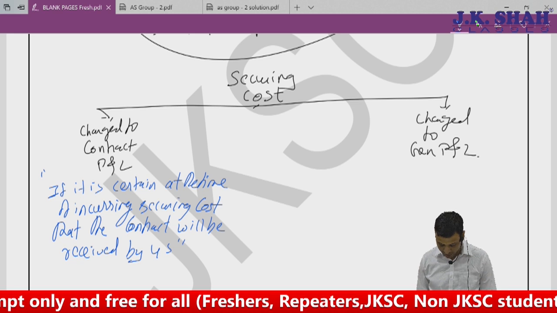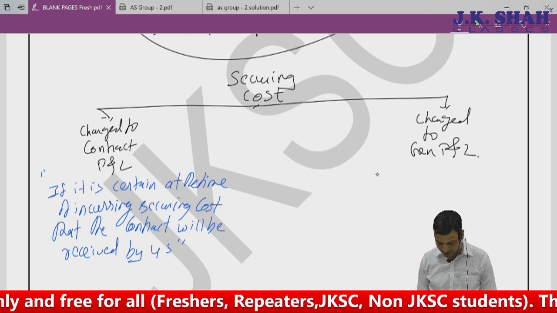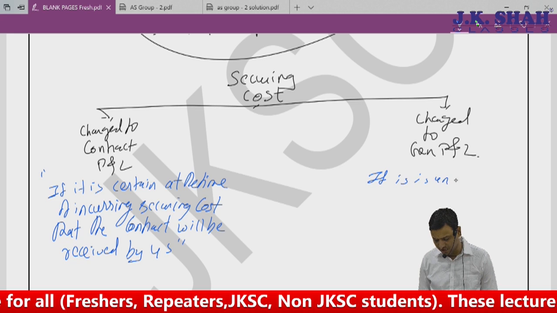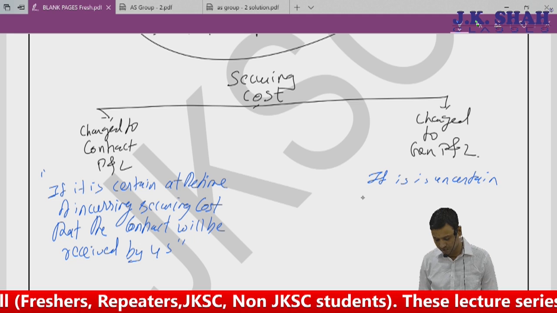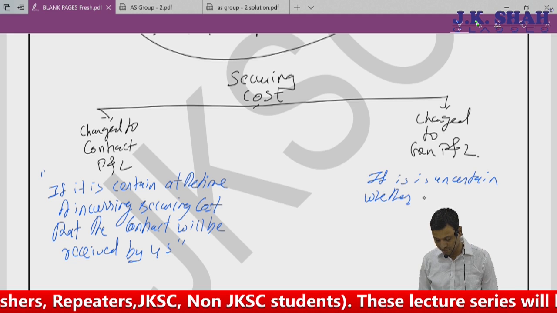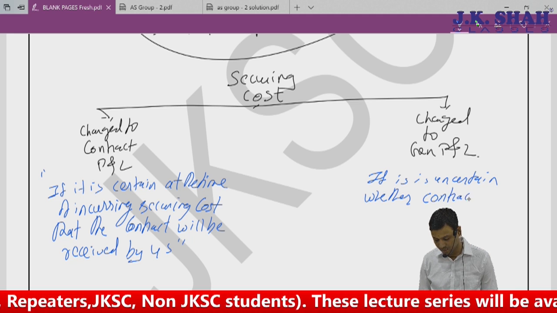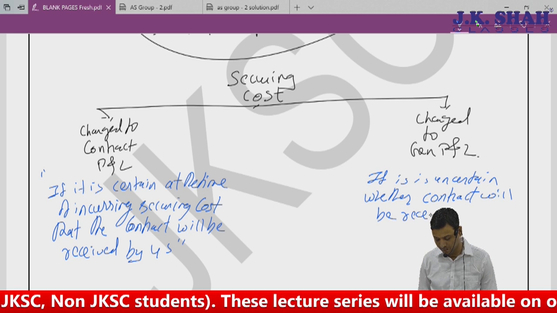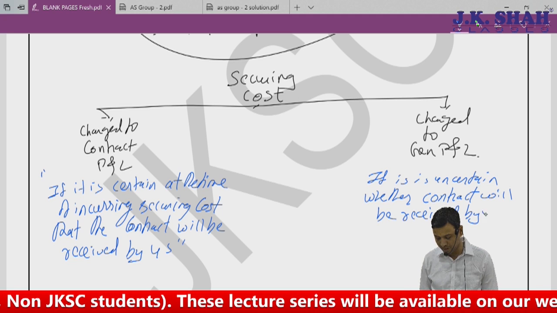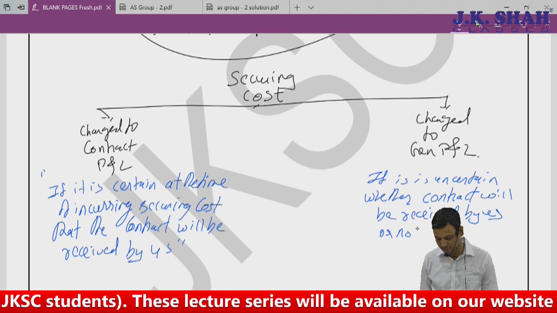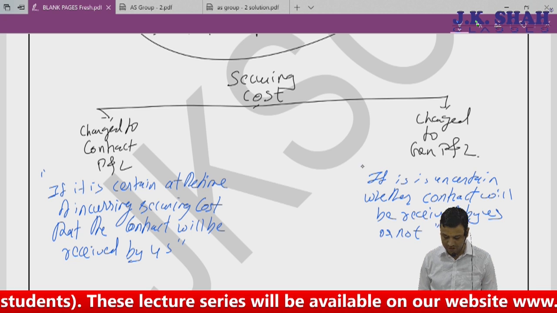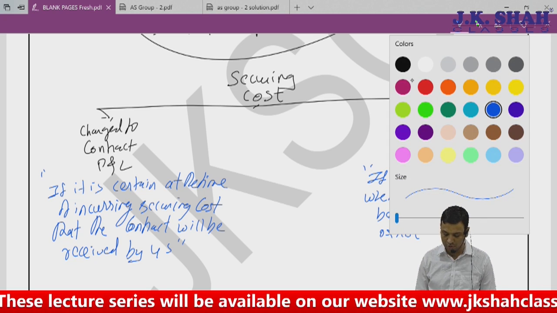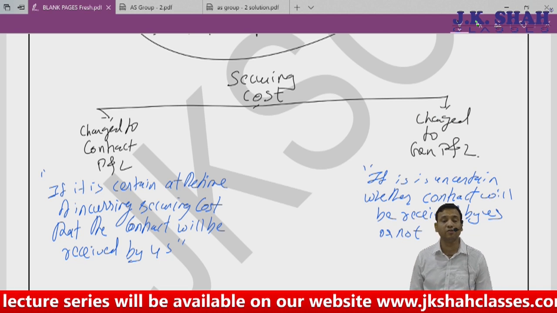But it is charged to general profit and loss account if it is uncertain whether the contract will be received by us or not. Now, if it is uncertain whether the contract will be received by us or not, then it will be charged to general profit and loss account.